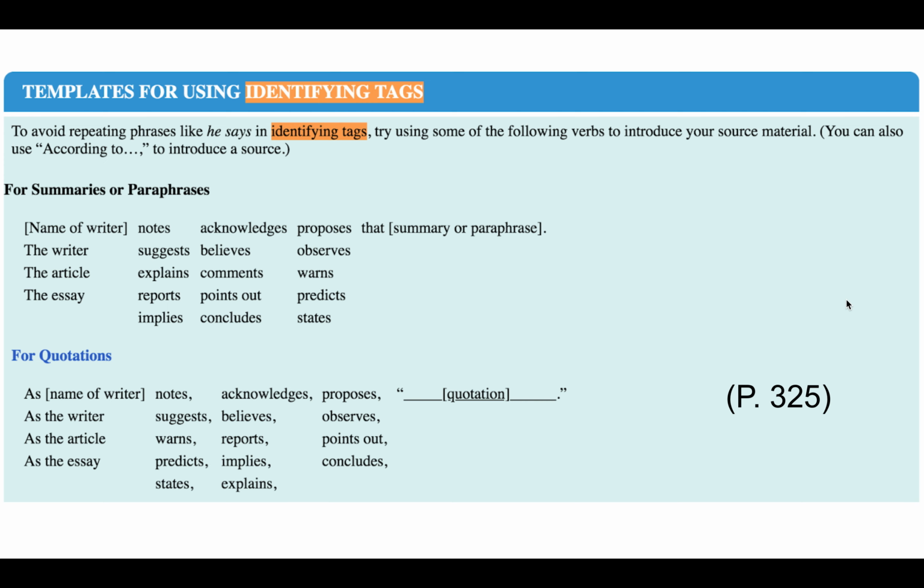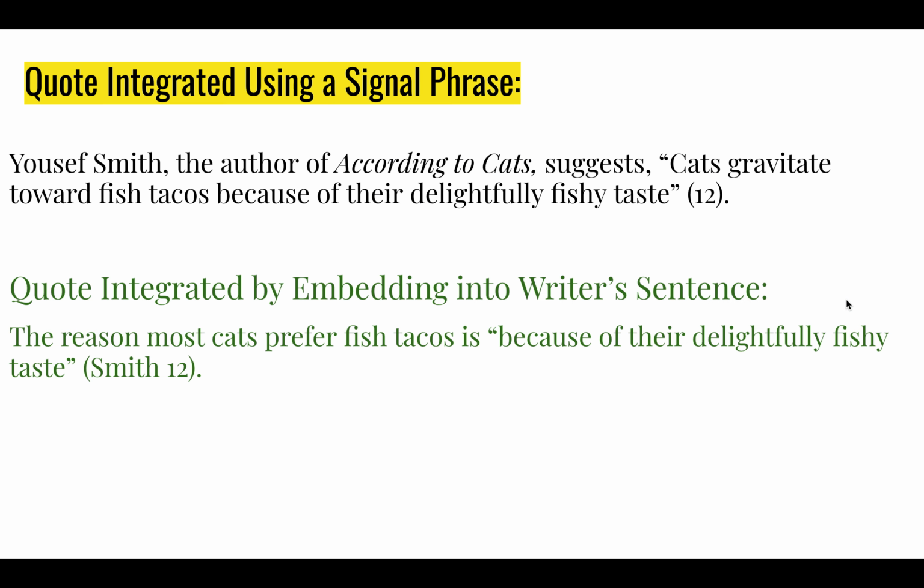So make sure you choose a verb that accurately represents what's going on. You can also integrate a quote by just embedding it into your own sentence. So here, there's no verb like "suggest" that tells us, if we were reading this out loud, that, oh, here comes a quote. Instead, it's just embedded into our own language.